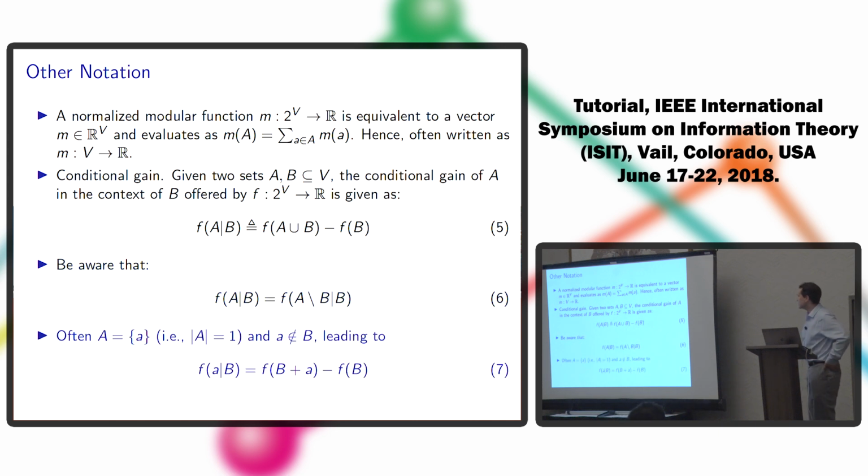And then oftentimes when we look at the gain, the set A consists of just a single value. It's one element, and so its size is 1. And so whenever we take an A that's not in the set B, we can write f of the element A given B as f of B plus A minus f of B.